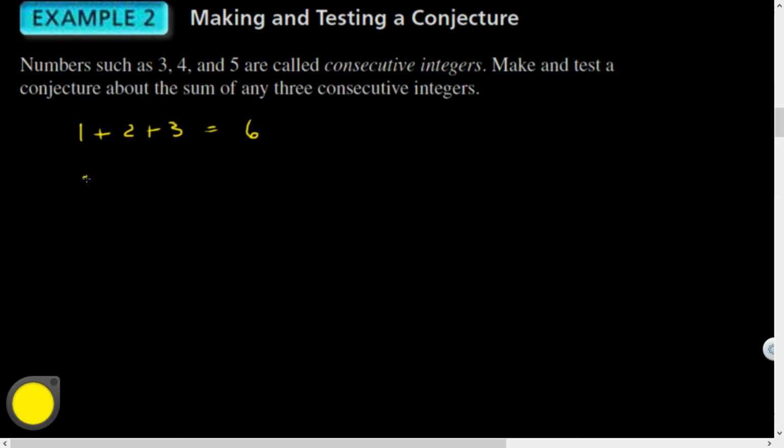Here we go. Let's do 1 plus 2 plus 3. What's that add up to? 6. Let's do 2 plus 3 plus 4. Let's see, 5, 9, yeah. Okay. 3 plus 4 plus 5, the case in question. Interesting. 4 plus 5 plus 6.